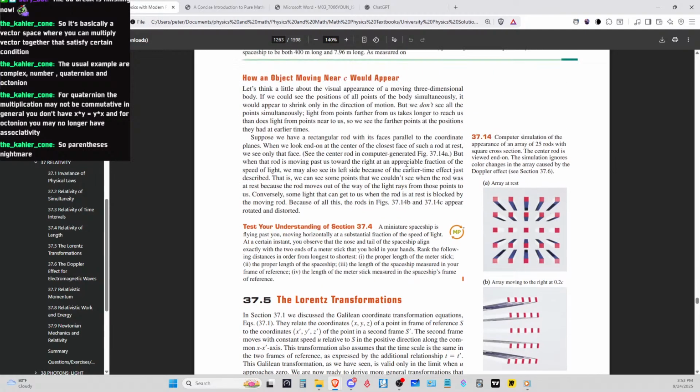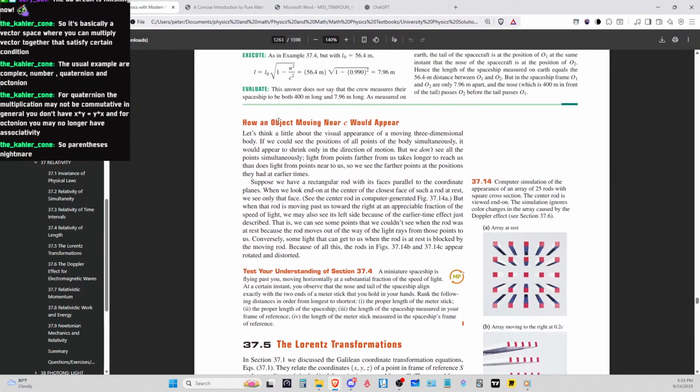Ooh, Lorentz transformations. How objects moving near C would appear. So basically, if you're traveling at the speed of light, you would probably seem kind of squished, because you're going so fast.